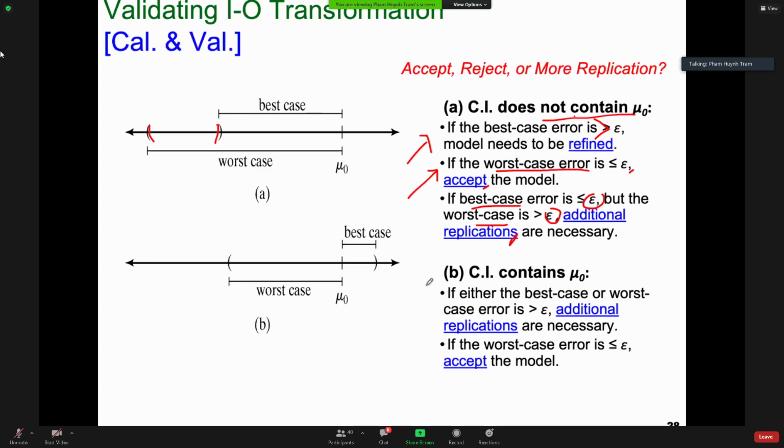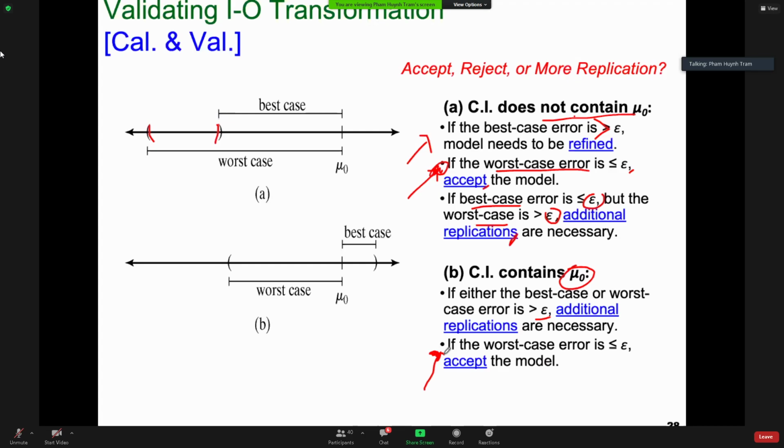Okay, and then we have the second scenario where our confidence interval contains the true value of the system. In this scenario, if either the best case or the worst case error is larger than epsilon, we still need to run more replications in order to conclude whether we need to refine our model or accept our model. And the last one is the worst case smaller than epsilon. This one is the same as here. These two are the same. We will accept the model.